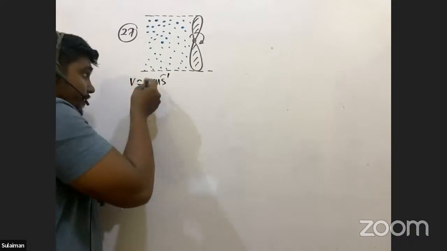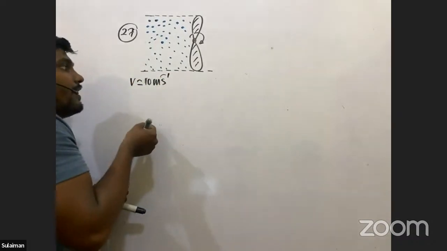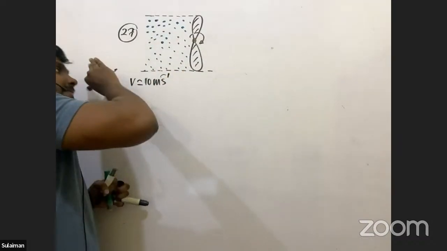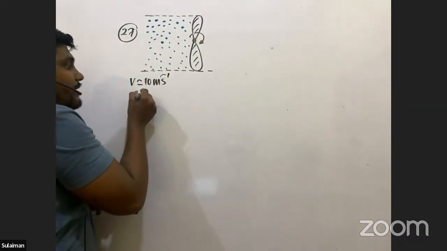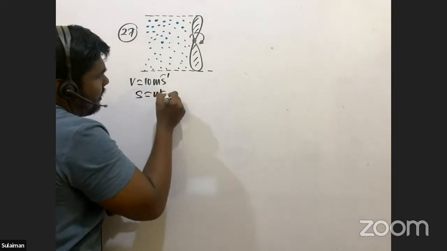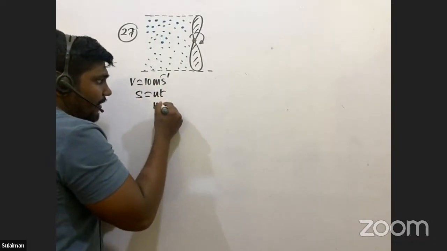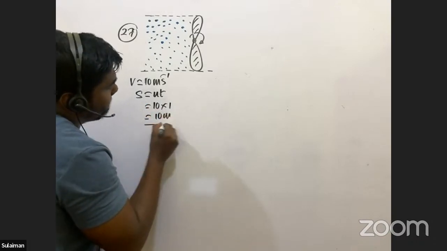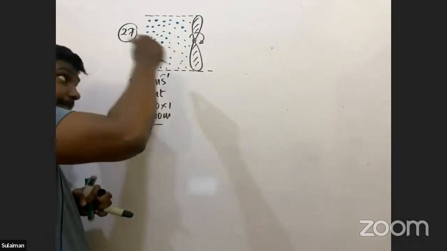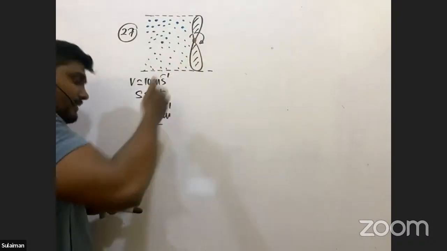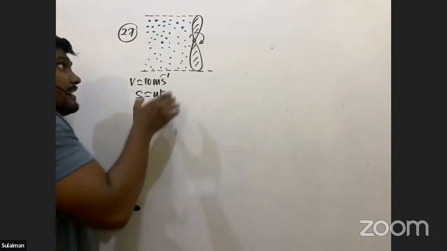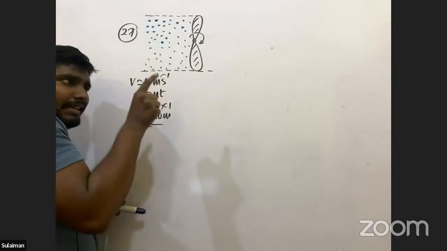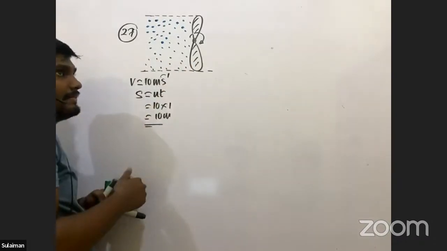That means within 1 second, what is the distance traveled by the wind? Within 1 second, the distance traveled by the wind is 10 meters. If you apply s equals ut, the velocity of the wind is 10, so within 1 second the distance traveled by the wind is 10 meters. Every 1 second, the wind is traveling a 10 meter distance.